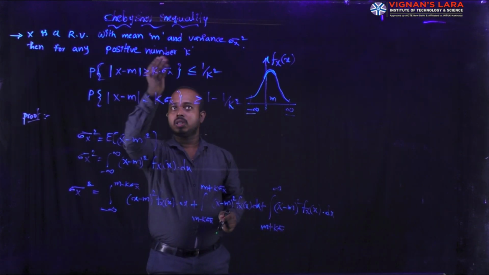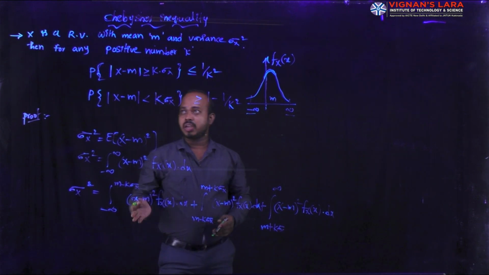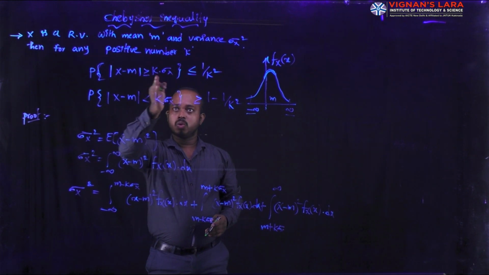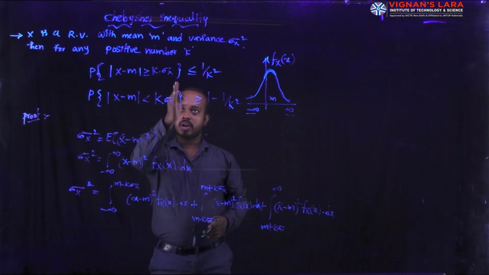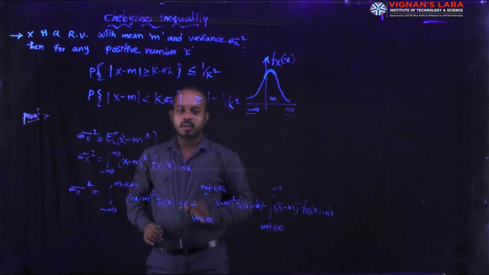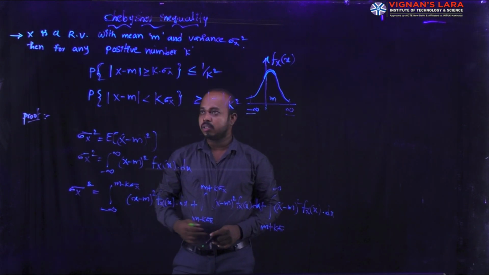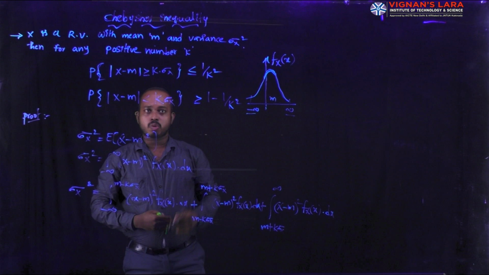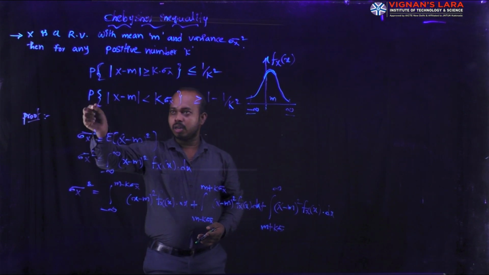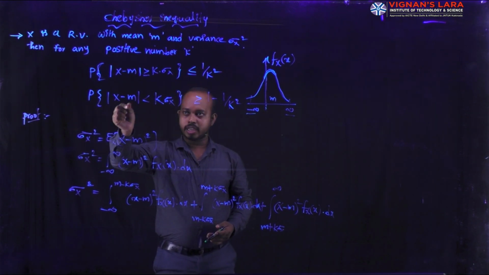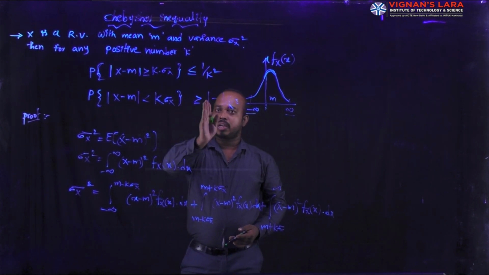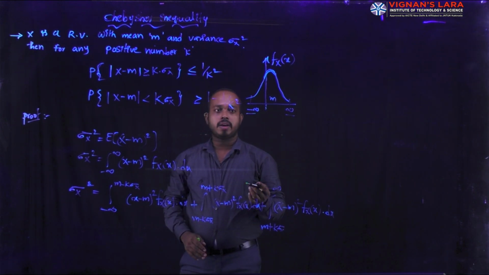For any positive number k, the relation gives one equation: the probability of modulus of x minus m greater than or equal to k into sigma x is less than or equal to 1 divided by k square. The second statement is quite the opposite of the first one. That is, the probability that the modulus of x minus m is less than k into sigma x is greater than or equal to 1 minus 1 by k square.